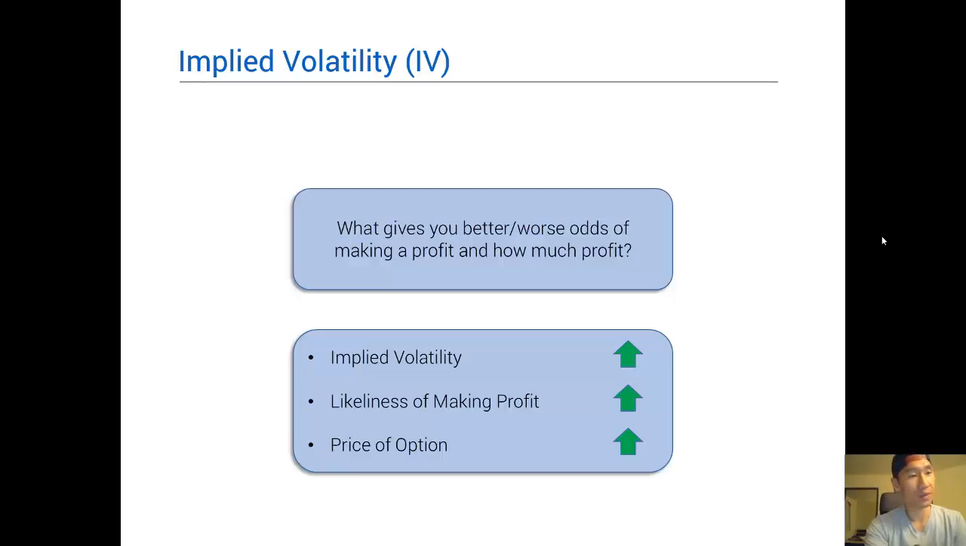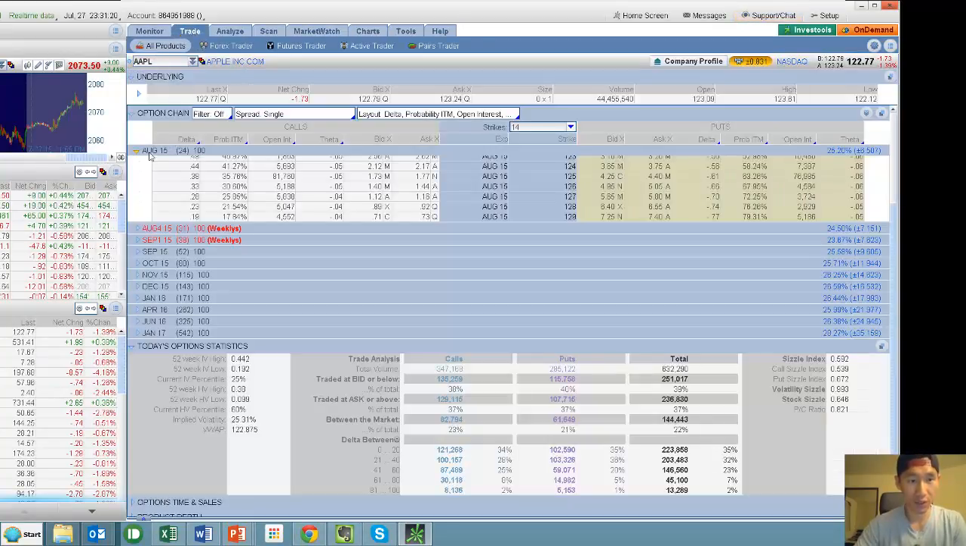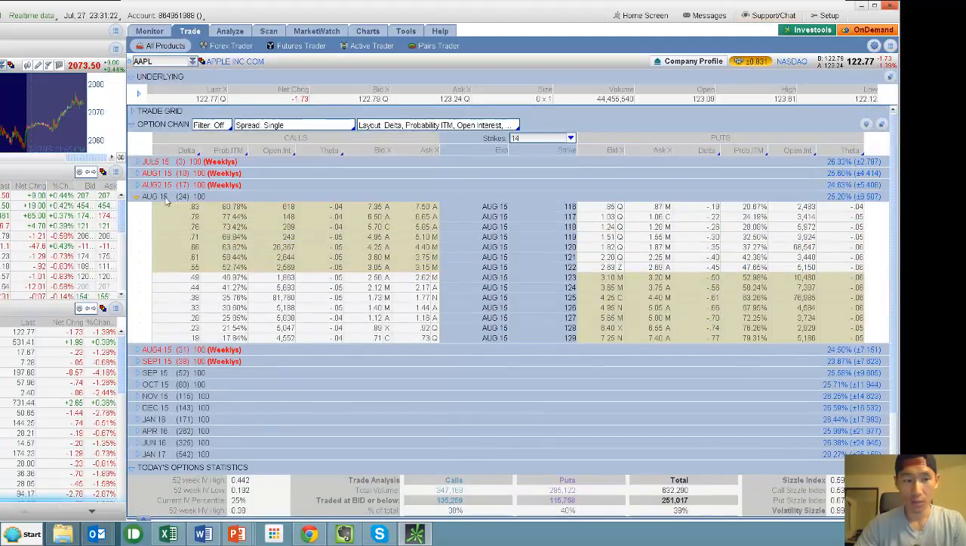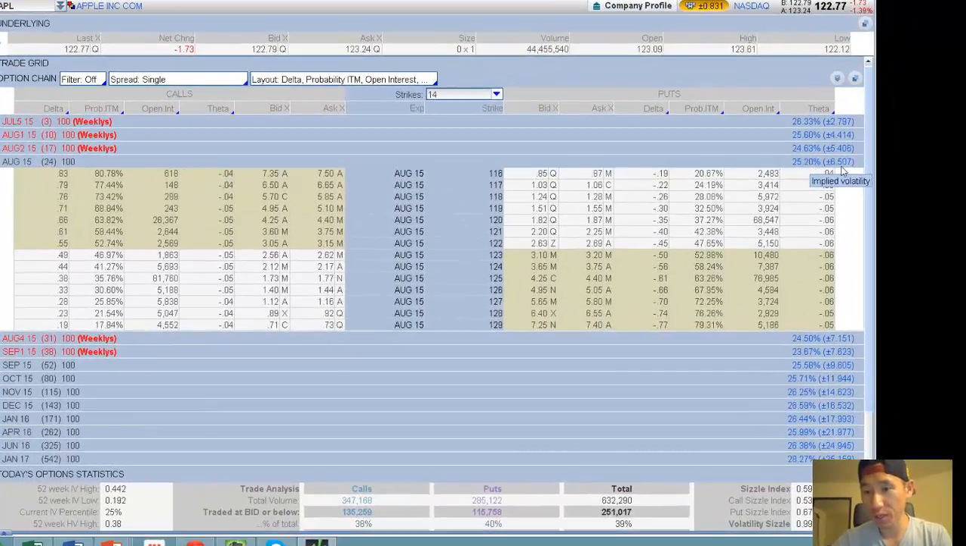Now I want to show how IV is shown in the Thinkorswim platform. So let's say we're going to go Apple. We're here on the August options. On the right side shows you a percentage of 25.2% and a number of plus or minus $6. So within the next 24 days, there's an expectation that the price will move about $6.50. And that's what the implied volatility is telling us.